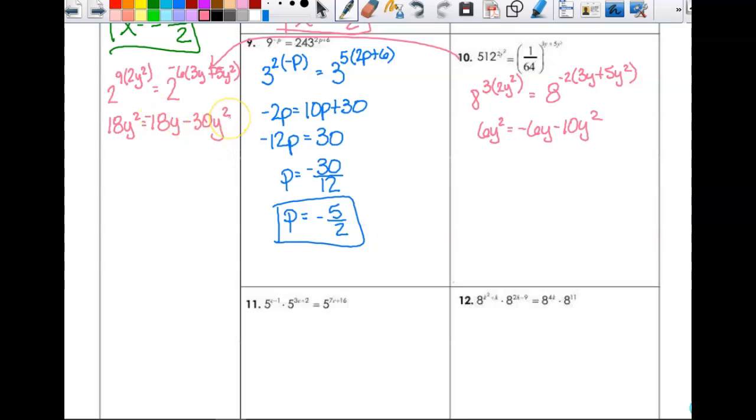So your work could look like one of these 2 things depending on how you did it. But if I want to set it equal to 0, I think I'm going to put everything on the left-hand side. So in this case, I'd have 48y squared minus 18y equals 0. And if I did it this way, I'd have 16y squared plus 6y equals 0. Okay? And then factor out a GCF and solve it if you haven't done so already.